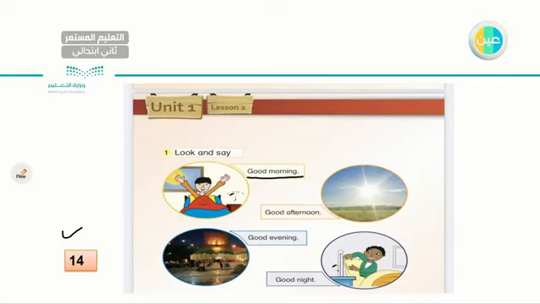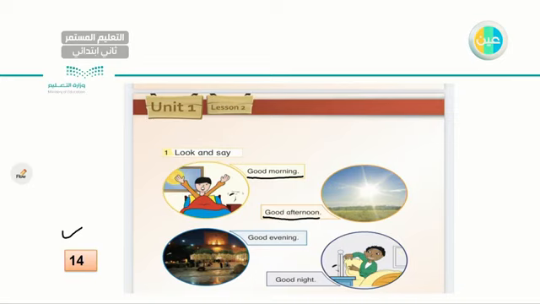It's not morning now. It's after 12 o'clock. 12 o'clock is midday, noon. So we will greet by saying, good afternoon. Very good. Repeat after me, please. Good afternoon. One more time. Excellent. Let's go to the third picture.